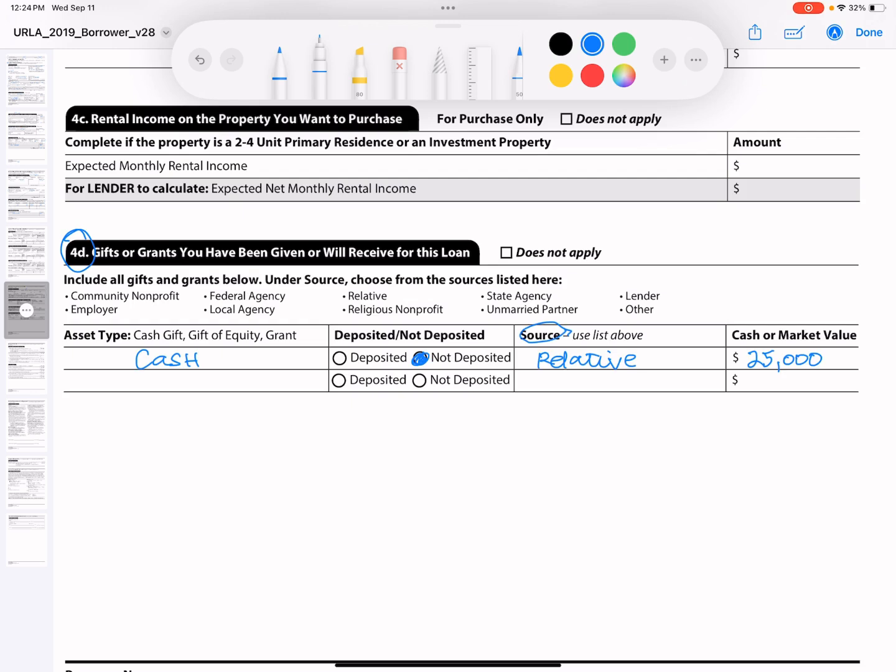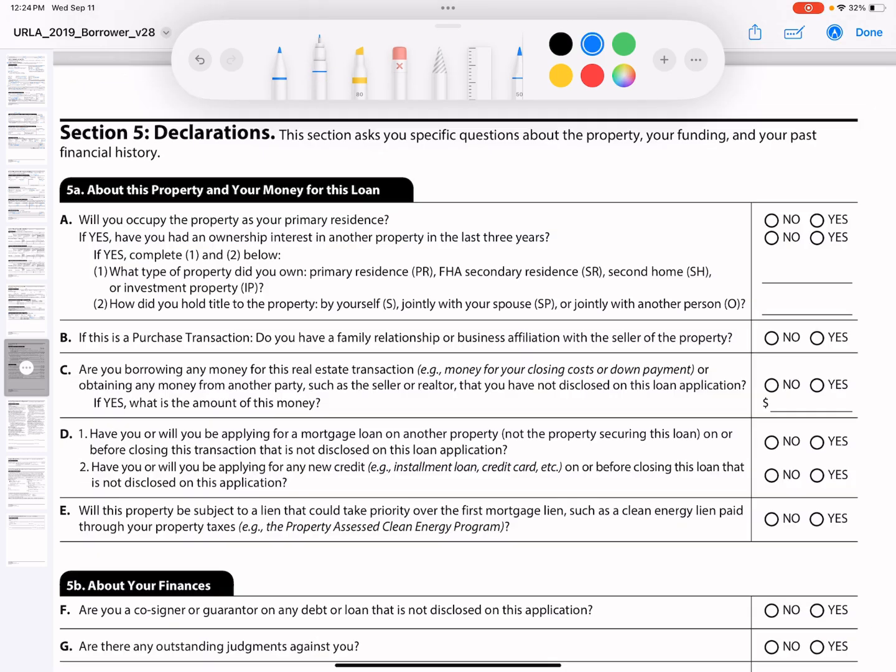As the loan progresses, they will ask you for proof of that gift from your relative. There will be a form and they will ask you to show proof of deposit and proof of funds availability for the person giving you the gift. Section 5, declarations. Declarations seems overwhelming for a lot of people, but take it one by one.